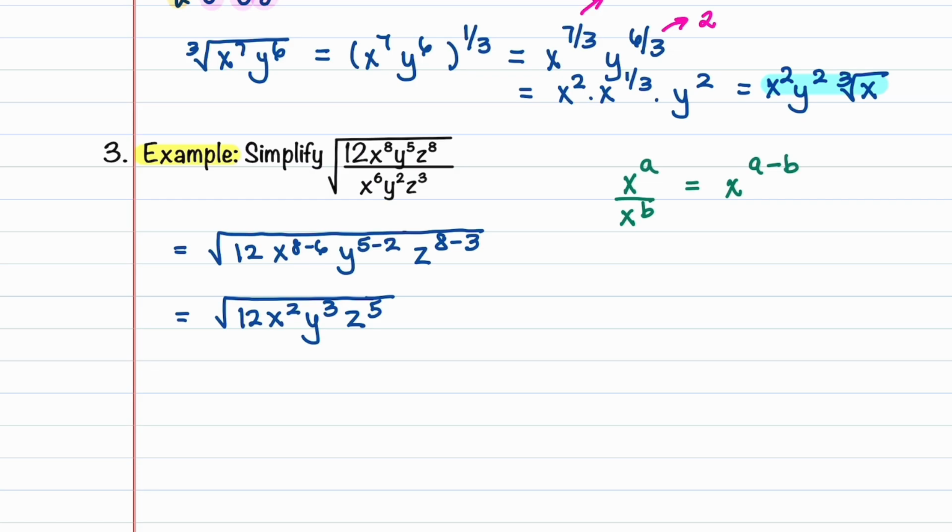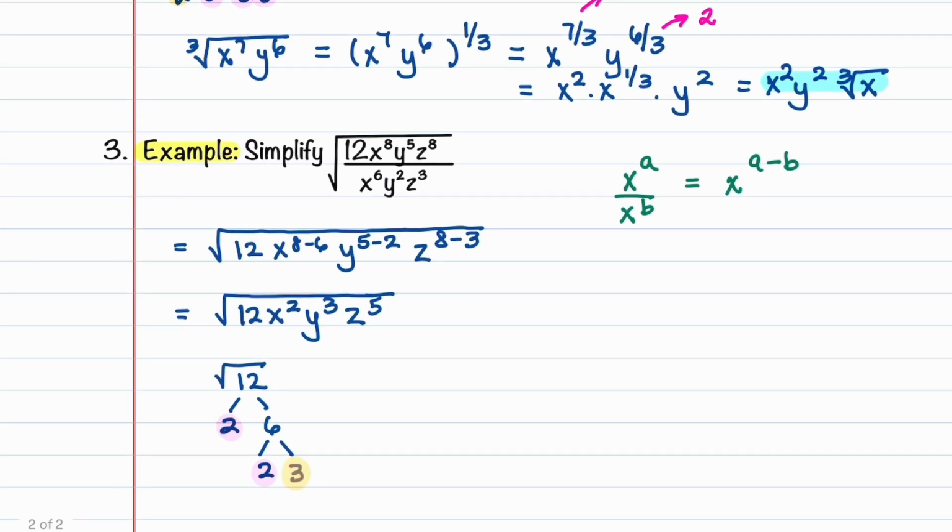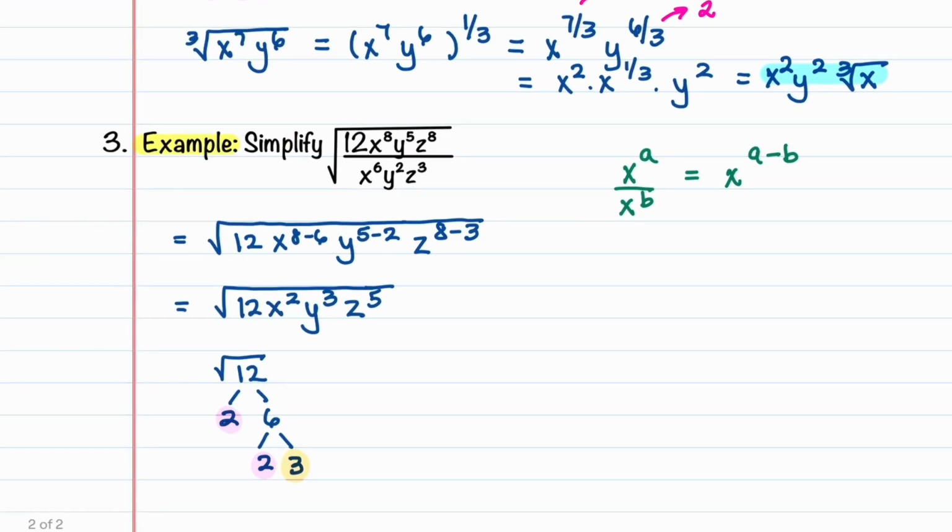Let's work on the square root of 12 first. It has factors of 2 and 6, and then 6 has factors of 2 and 3. It is a square root, so we are looking for pairs of 2. So we have two 2's, and then we have a 3, which is left over. So we can write the square root of 12 as 2 square root of 3.